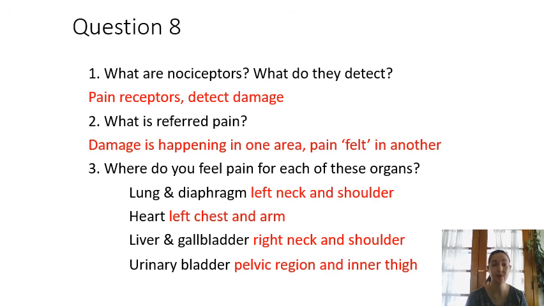All right, so nociceptors are pain receptors. They detect damage. They don't detect pain. You feel pain, but pain is your way of interpreting damage, your brain's way of telling you that there's been damage somewhere. Referred pain is where the damage is happening in one place, but you're feeling the pain in another place. And then where do we feel the referred pain for these different places? Lung and diaphragm, you're going to feel pain in the left neck and shoulder. Your heart is going to be the left chest and left arm. Liver and gallbladder is probably going to be over on the right side, right neck and shoulder. And then urinary bladder pain is going to be in the pelvis and inner thigh.